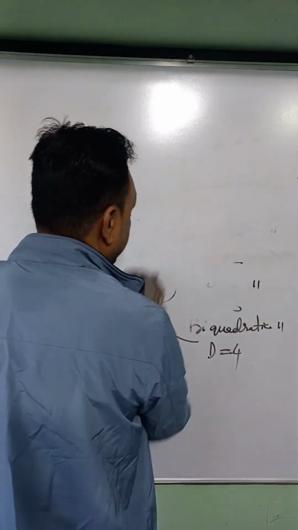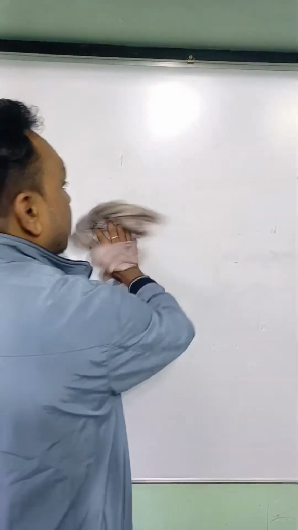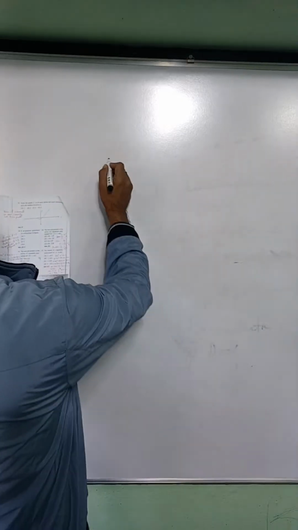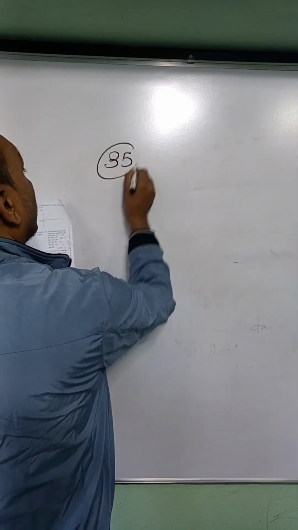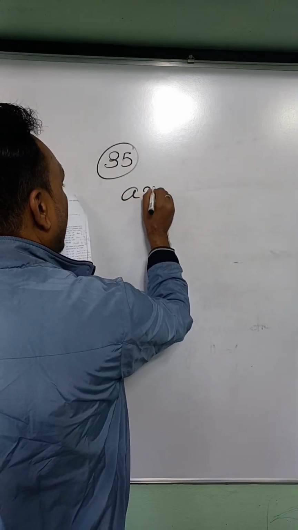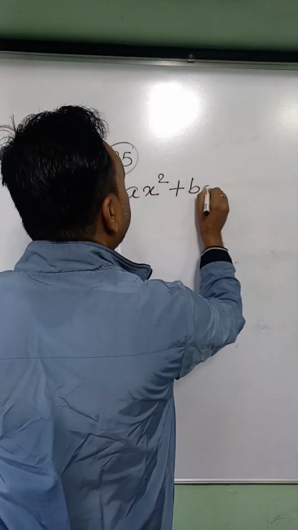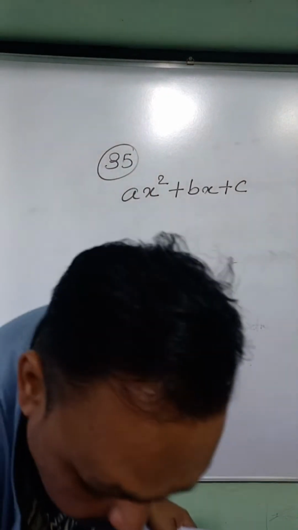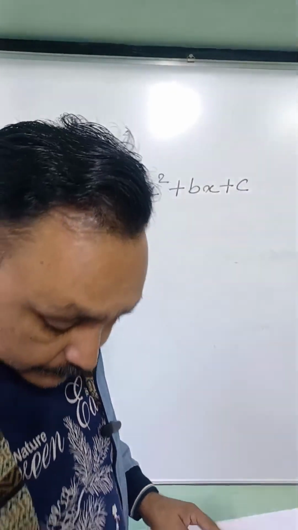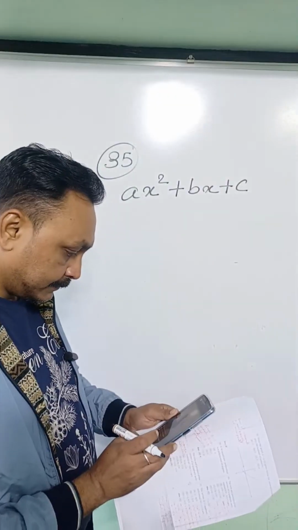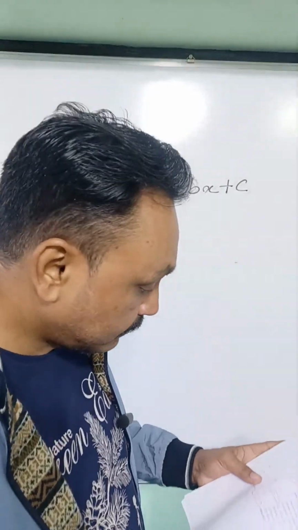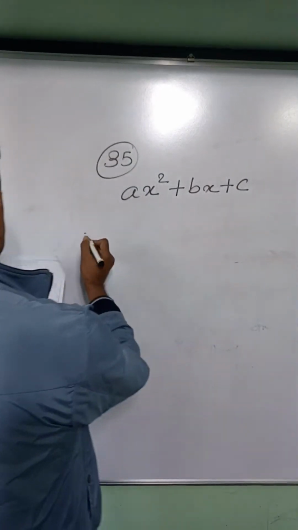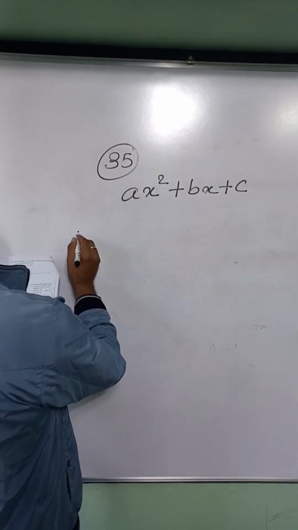Question number 34 we have just completed, right? So far I don't think you have any doubt. So now I'll proceed to question number 35. The general form of the quadratic equation, that is ax squared plus bx plus c, is given. So you have to find out the sum of the zeros. What is the formula for the sum of the zeros?